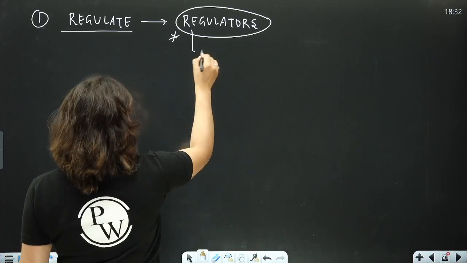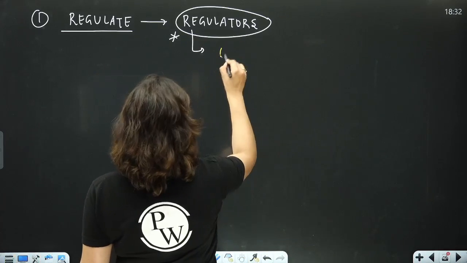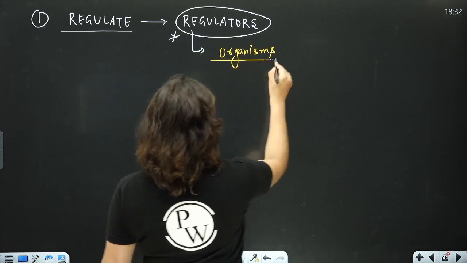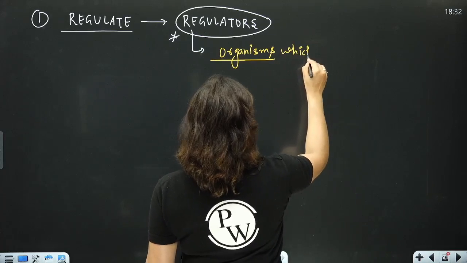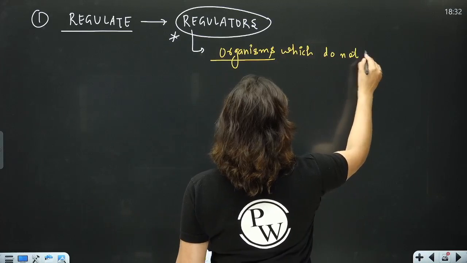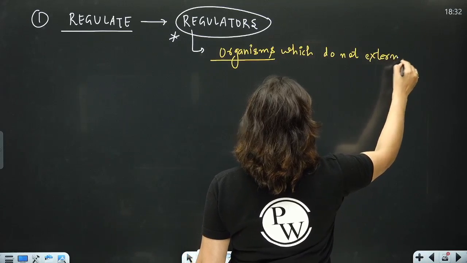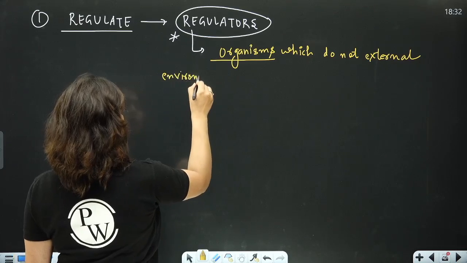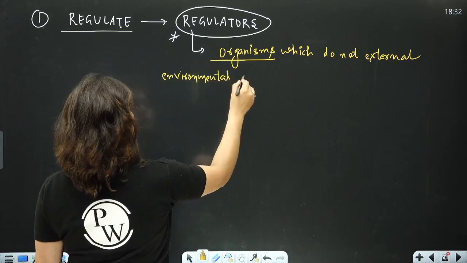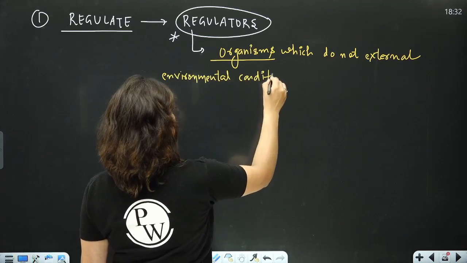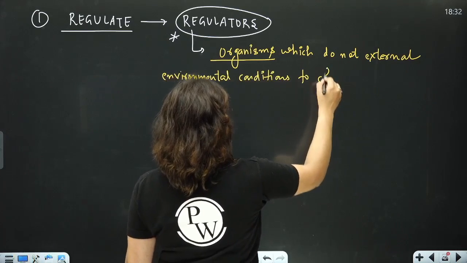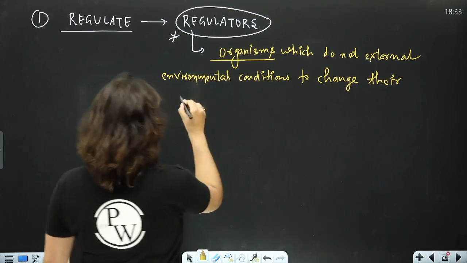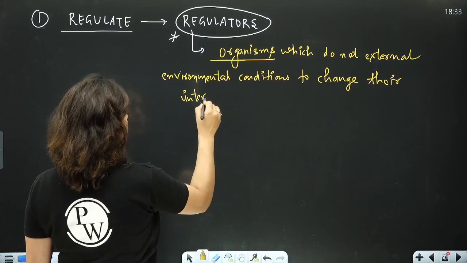So regulators are those organisms which do not allow external environmental conditions to change their internal environment, right?